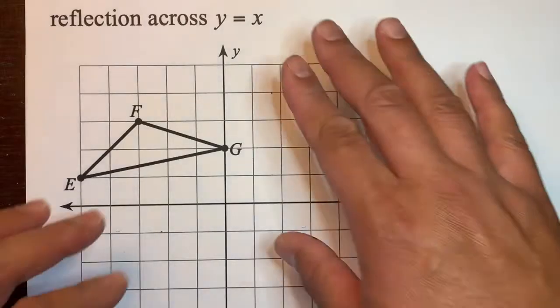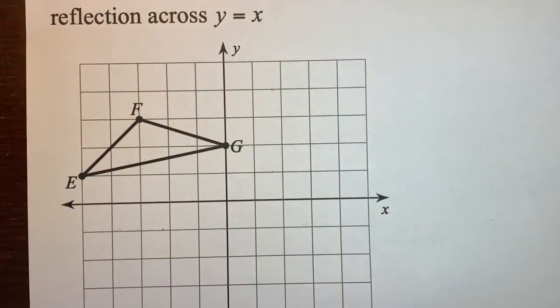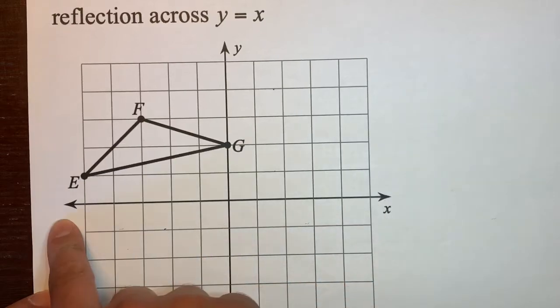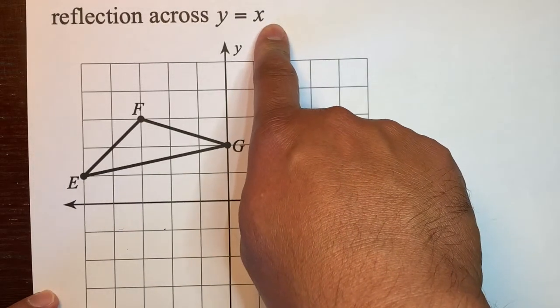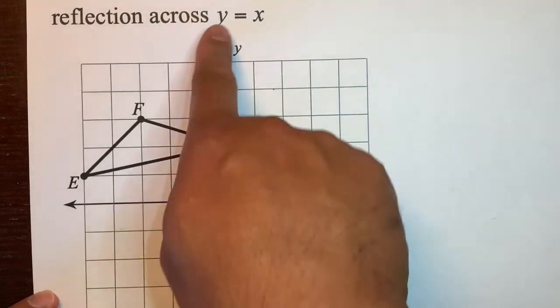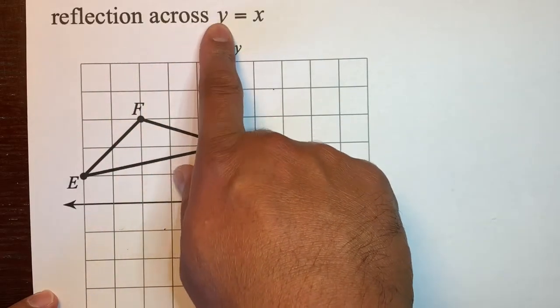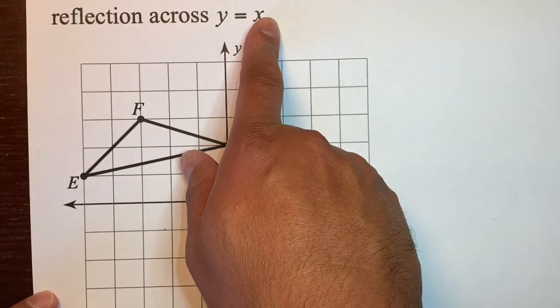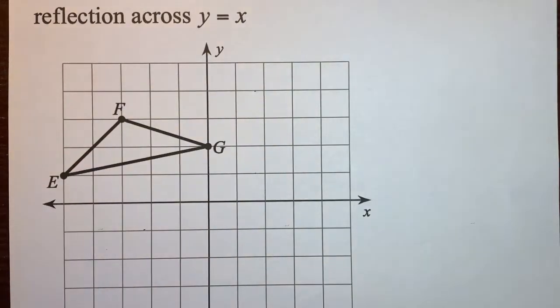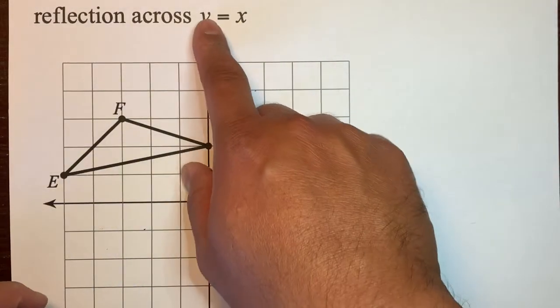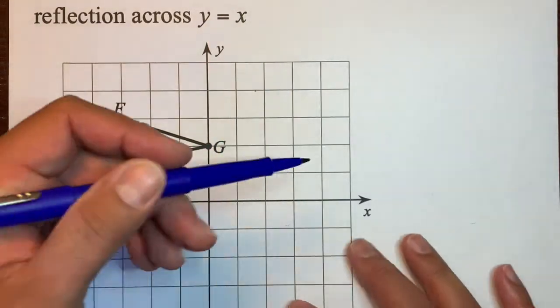So one challenge, maybe the biggest challenge for you, is how do you reflect over y equals x? What does that mean? Does it mean to reflect over the x-axis? No, it doesn't say x-axis. Does it reflect over the y-axis? Nope. It says reflect over y equals x. So if all else fails and you forget how to graph this, draw a t-table.